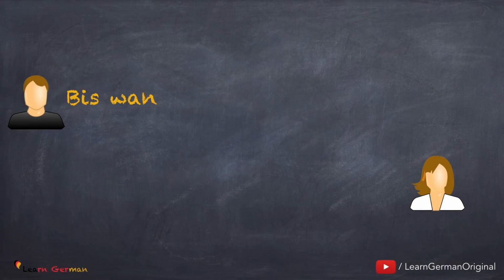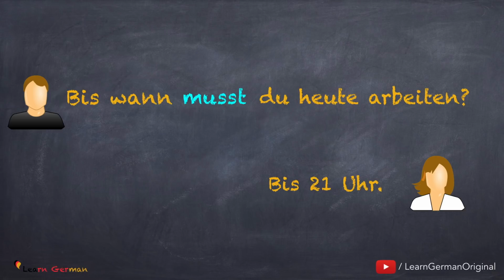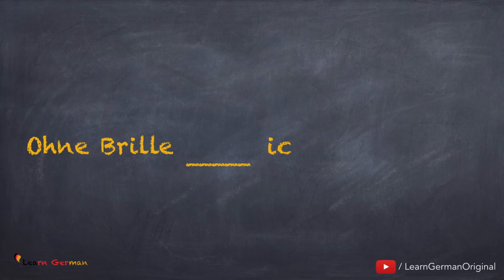Let's move on to the next one. This is also a dialogue. Try to fill in the blank yourself. And your answer should be, Bis wann musst du heute arbeiten? Bis 21 Uhr. I'm sure you got the context here correctly. Well done. Let's do another sentence.